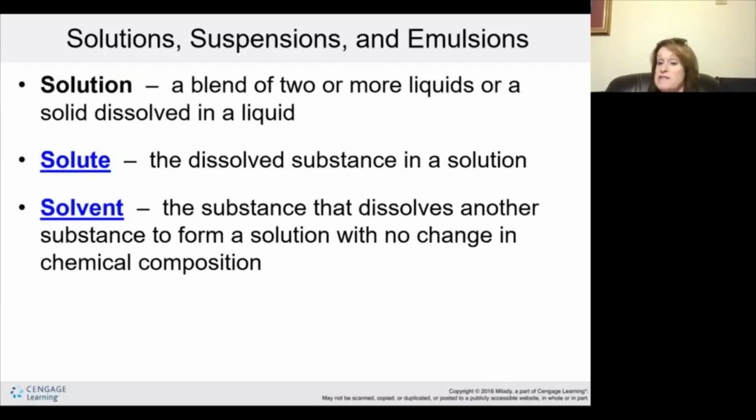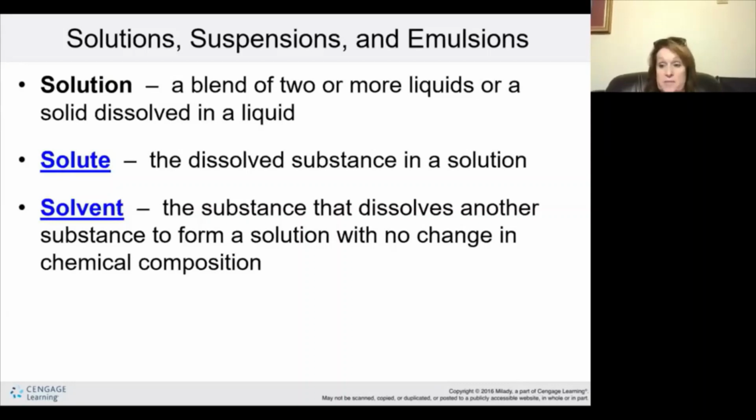A solution is a stable physical mixture of two or more substances in a solvent. So a stable physical mixture of two or more substances in a solvent is a solution. A solute is the dissolved substance in that solution. So whatever dissolved in that solution is called the solute. And then the solvent is the substance, usually liquid, which dissolves that other substance to form a new solution with no change in the chemical composition.